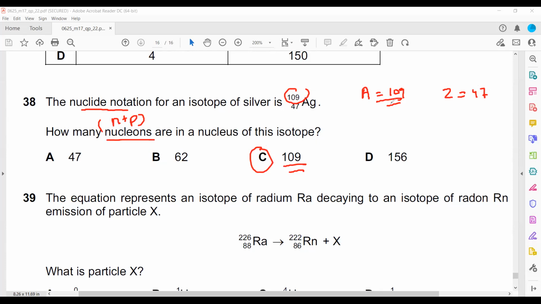If they ask for the number of neutrons, then how do we get it? That is A minus Z. But they're not asking for the number of neutrons, they're asking for nucleons. Nucleon number means the sum of the neutrons and protons. So the top number, the higher number, is representing the nucleon number A, whereas Z is representing the proton number.